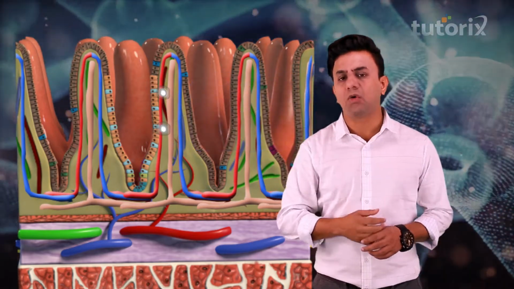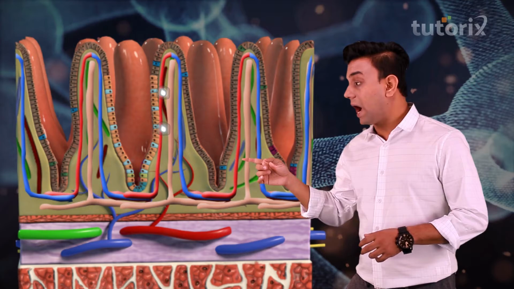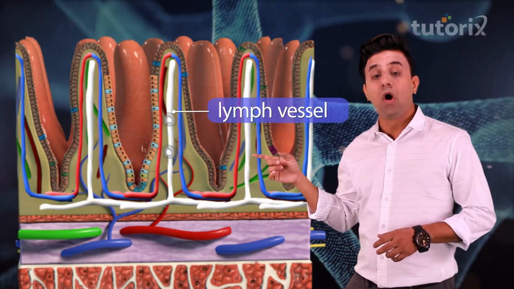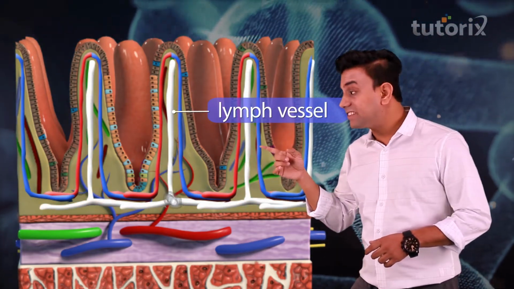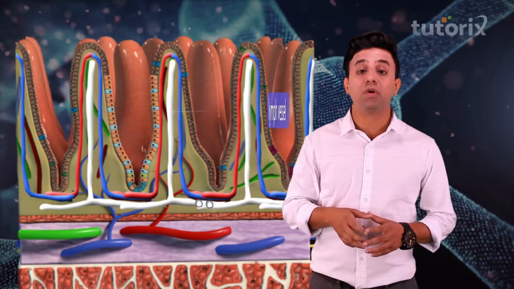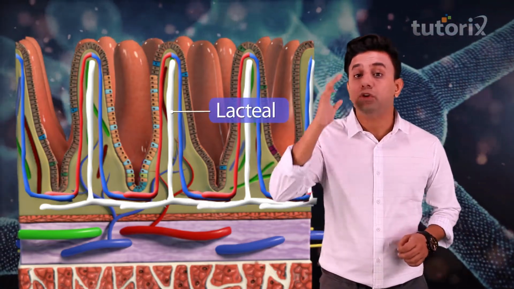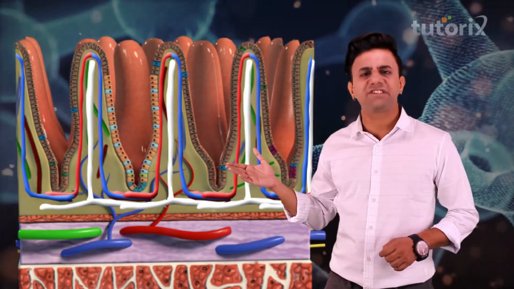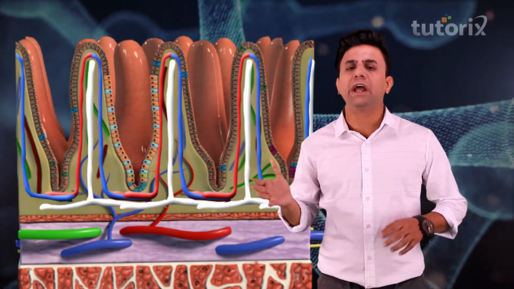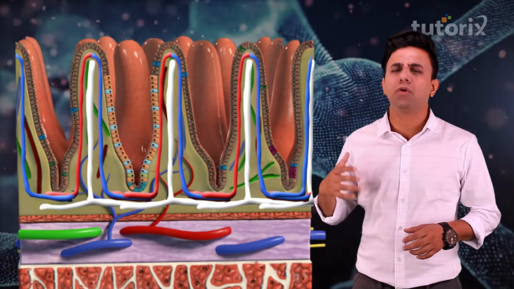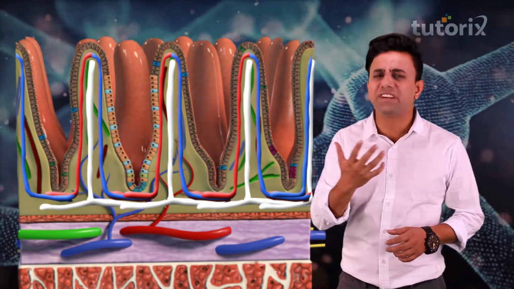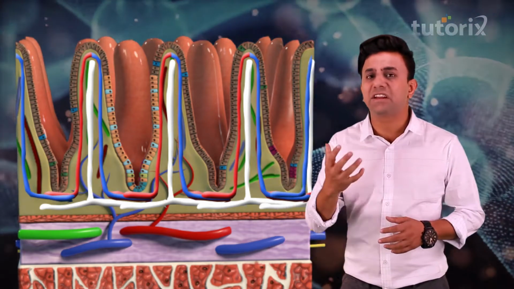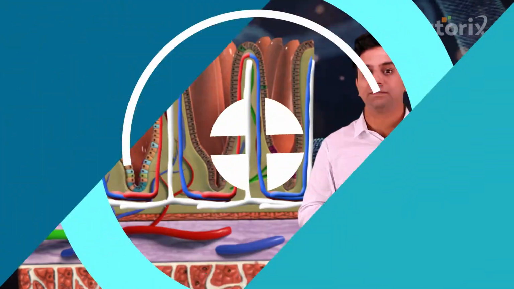So what happens now? These chylomicrons are absorbed into the lymph vessel of the villi, and this lymph vessel of villi is known as lacteal. Friends, you need not worry, as we have talked about these lymph vessels, lacteals and villi in the previous sessions, and I hope you all remember it. You should always revise your stuff, and that is the importance of revision.